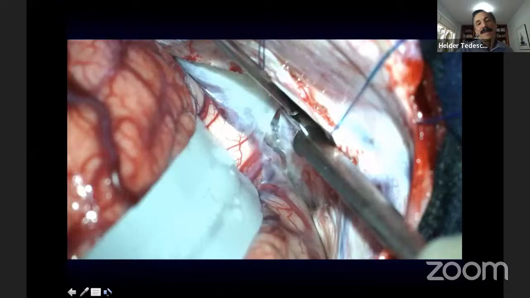And then this is a question that comes from everybody that's starting to do surgery in this region. Where should I open this in order not to damage the veins? If you remember what Dr. Antonio Mussi showed, the orientation of the veins, most of the veins, they converge towards the vein of Galen complex. So they come in an oblique way all the way up.